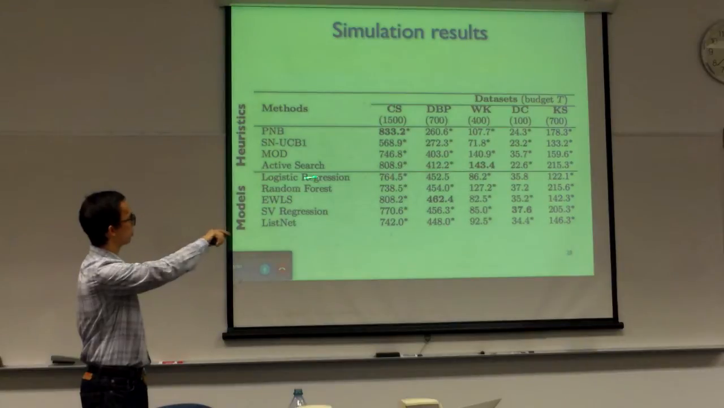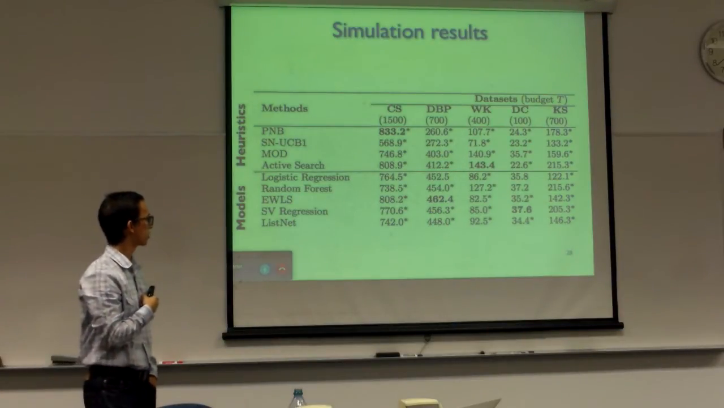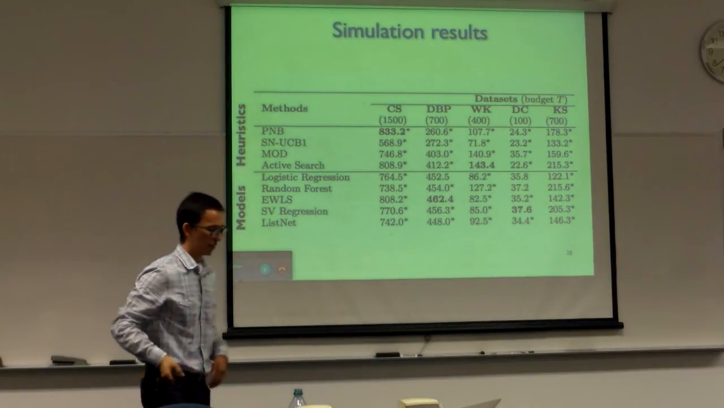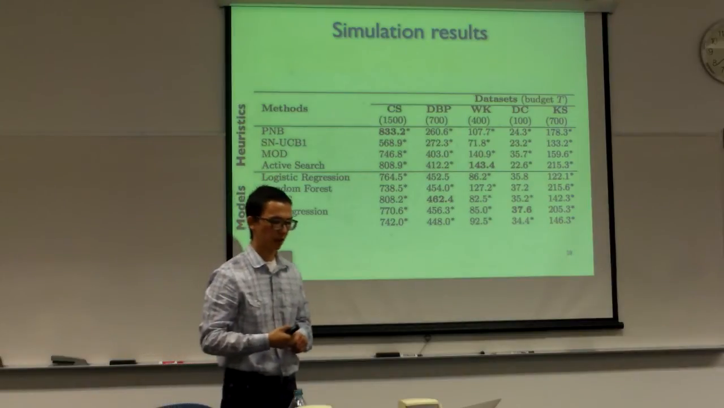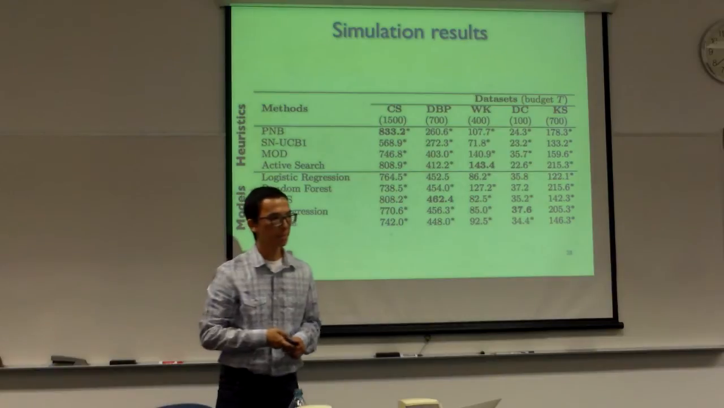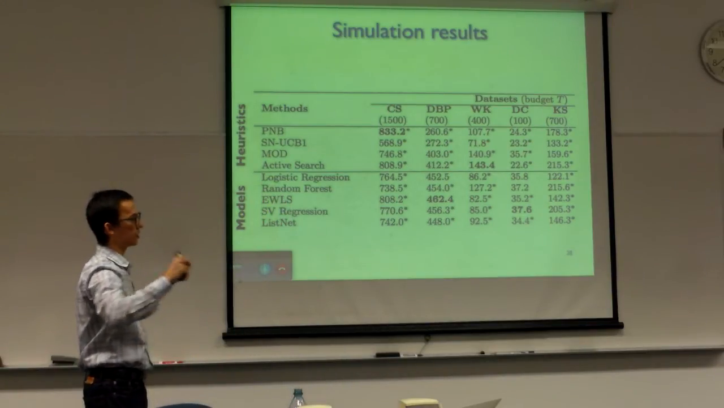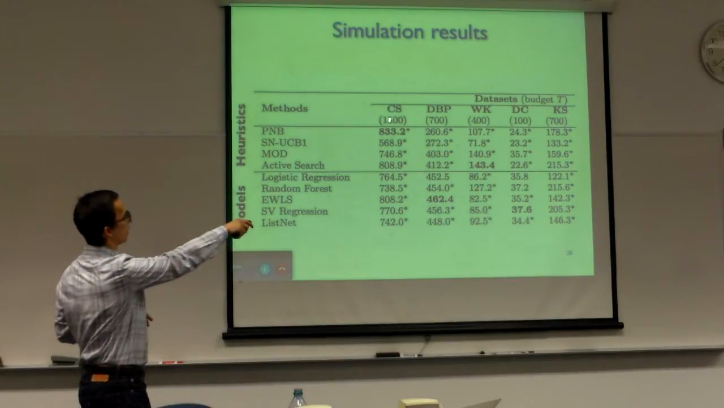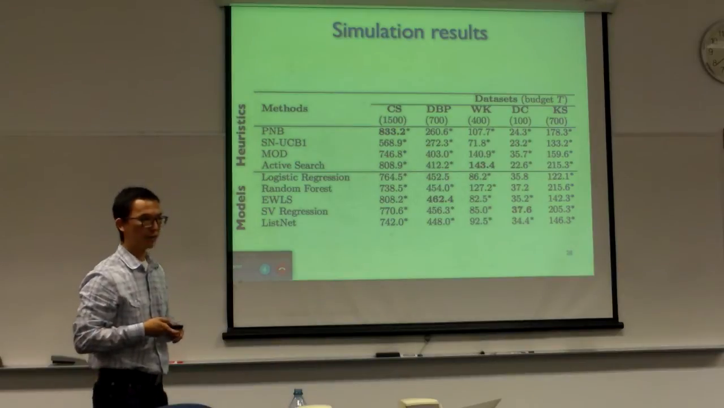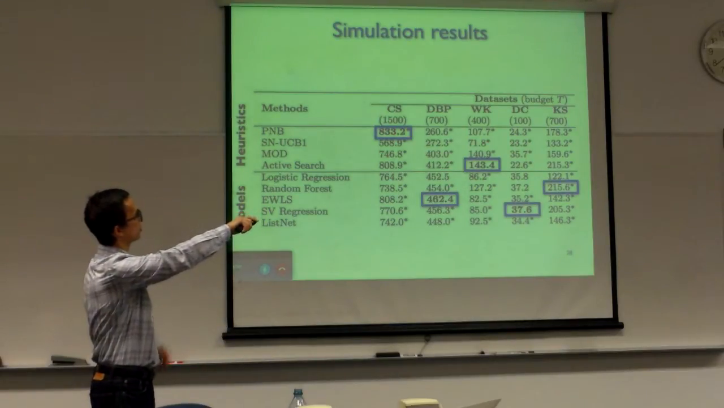So we in particular use the logistic regression, random forest, exponentially weighted least squares, support vector regression, and ListNet, which is a method that comes from the learning to rank literature, which was something that Ben told me to look into during the proposal. So the cells here are essentially the average number of targets found after this number of nodes was queried. And so the larger this number, the better.